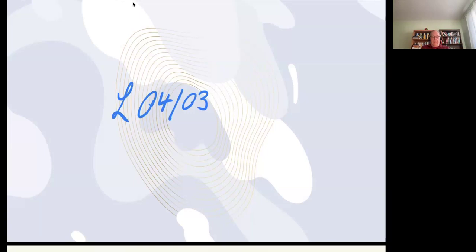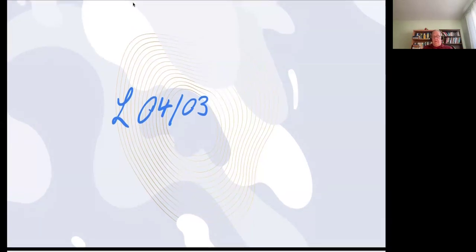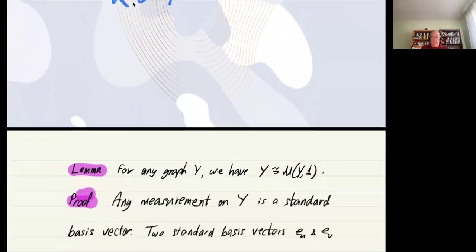Okay, I'm continuing from where I left off. So I was talking about quantum homomorphisms and measurement graphs.